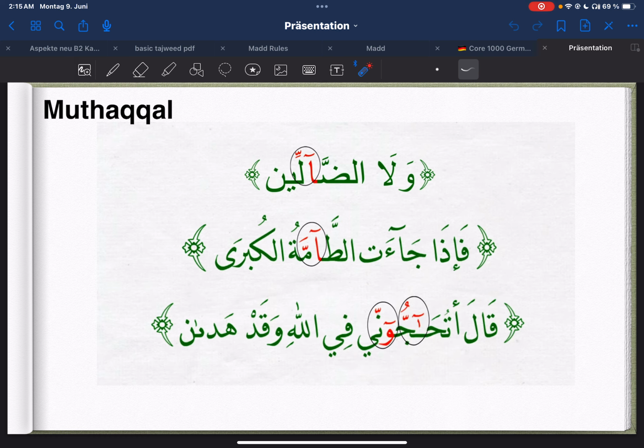Now let's practice these examples here. فإذا جاءت الطامة الكبرى. قال أتحاجوني في الله وقد هدان.